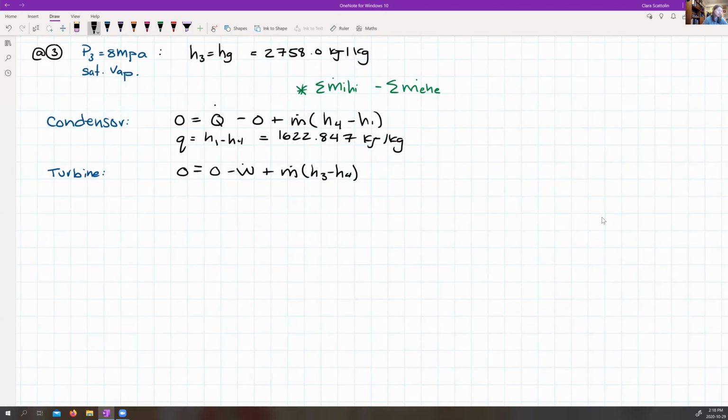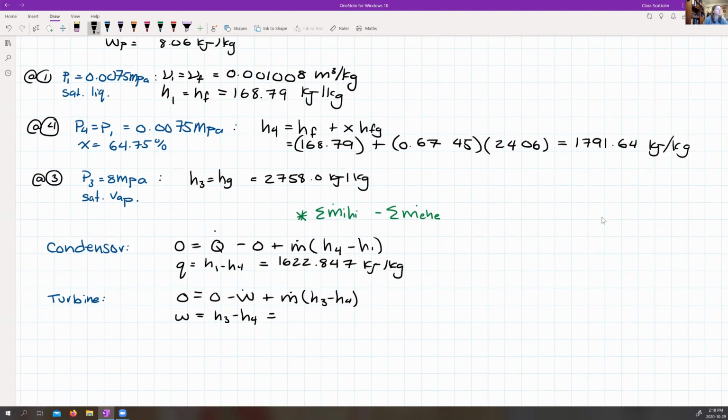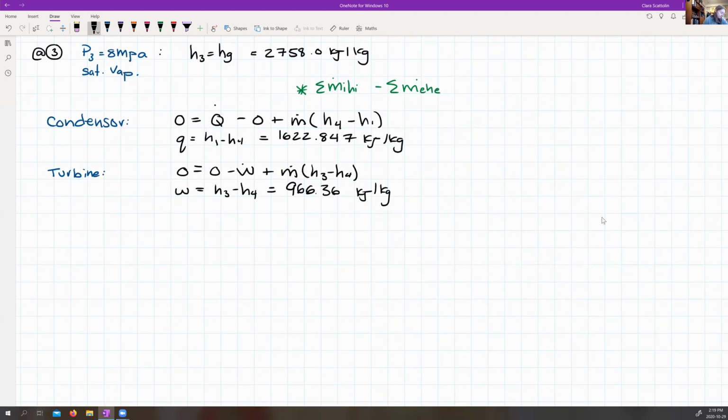So I'm going to again rewrite this in terms of specific work because I don't know my flow. I'm going to say that lowercase w is equal to H3 minus H4, just dividing both sides by mass. Those numbers I have both up here, H3 right here, H4 right there. I'm going to save the arithmetic. This is mostly to show how these questions are processed, because they can be kind of lengthy. So that gives me a value of 966.36 kilojoules per kilogram. So there's my work of the turbine.